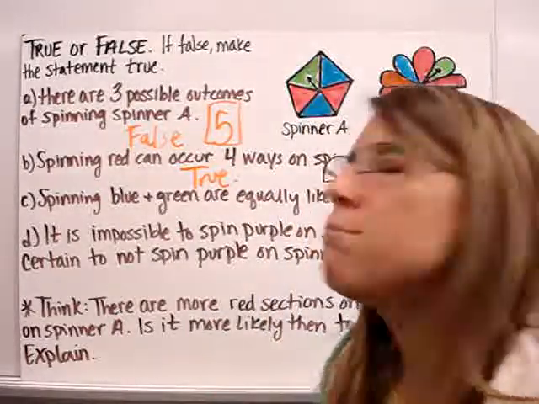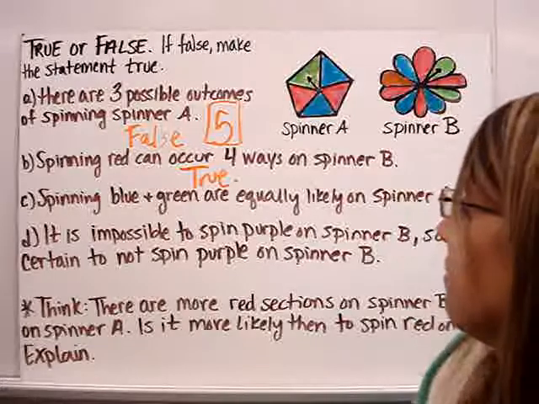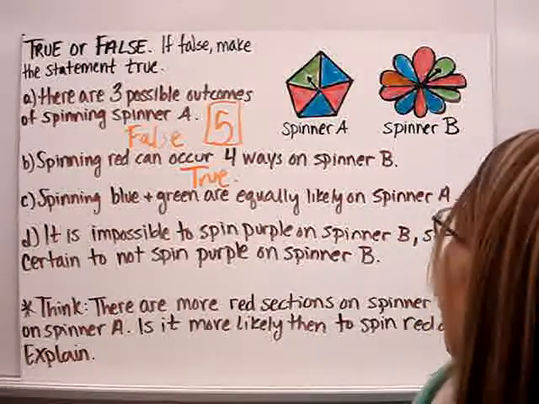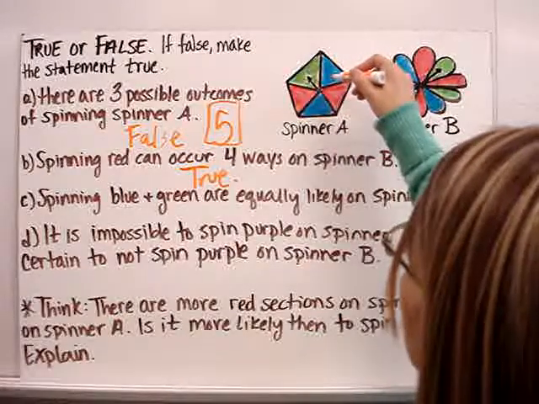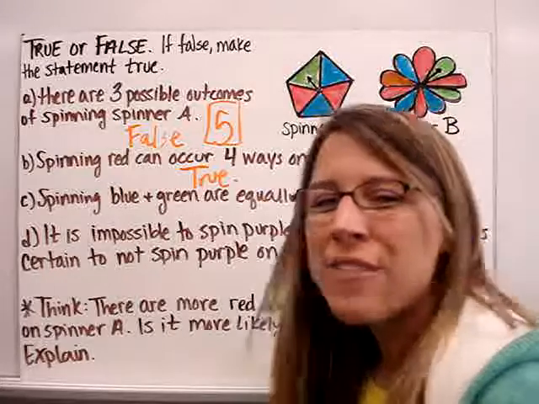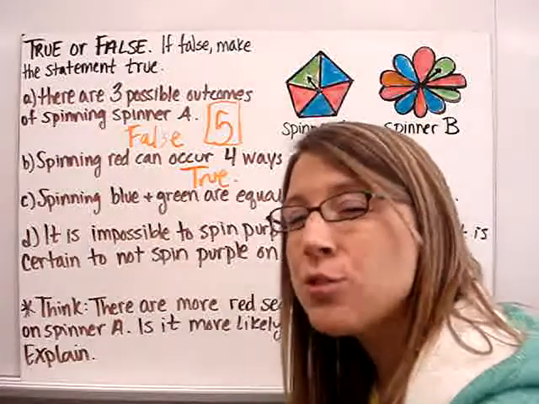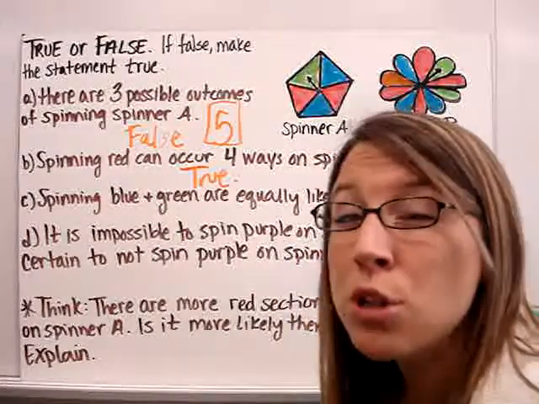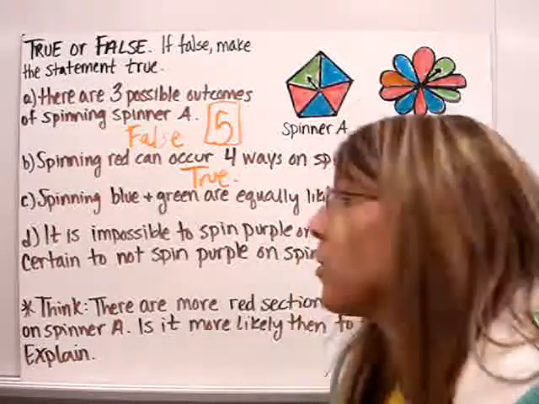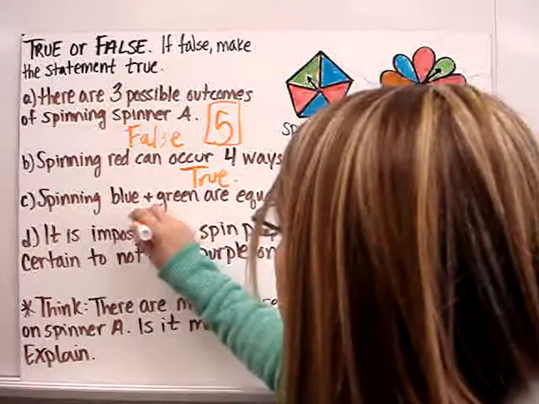What about spinning blue and green? Spinning blue and green are equally likely on spinner A. Well, blue can occur 2 ways and green can occur 1 way. Do I have an equal chance of spinning blue and green? I think spinning blue is more likely than spinning green because there's only 1 possible outcome for green. So this is false.